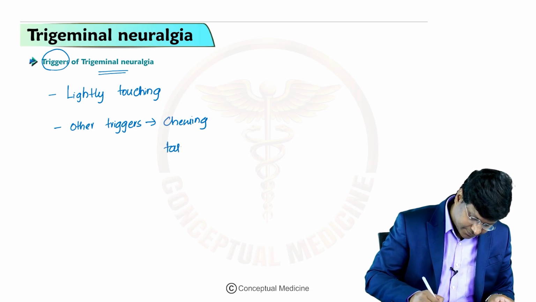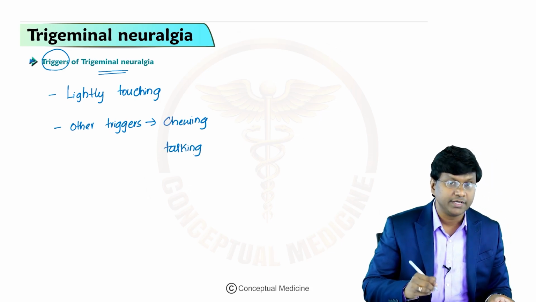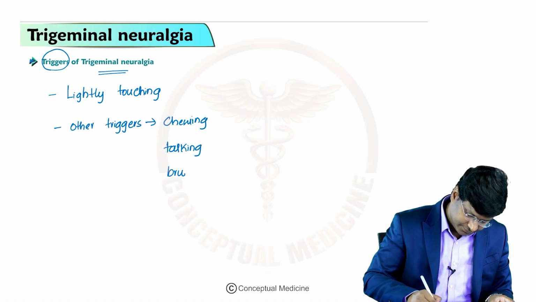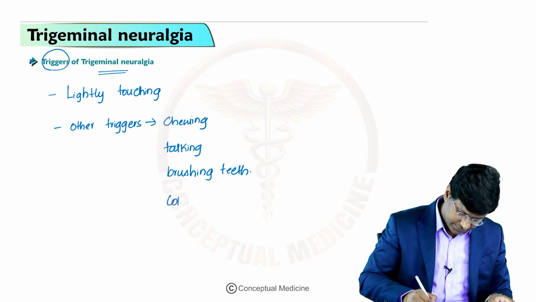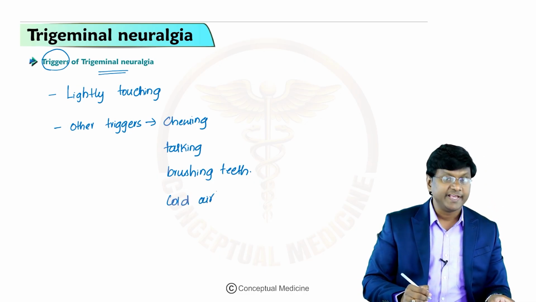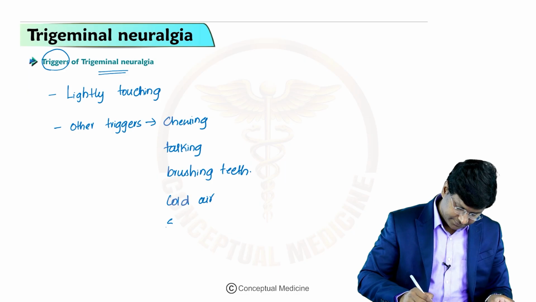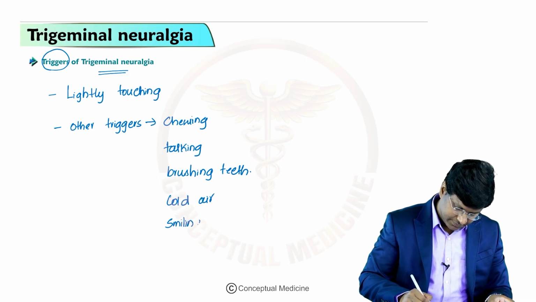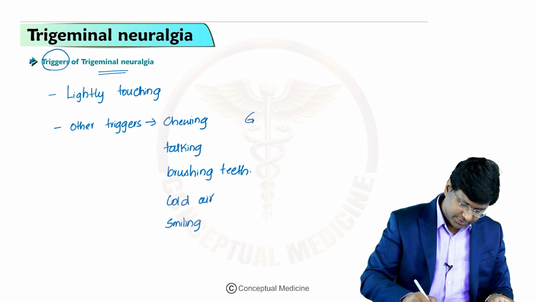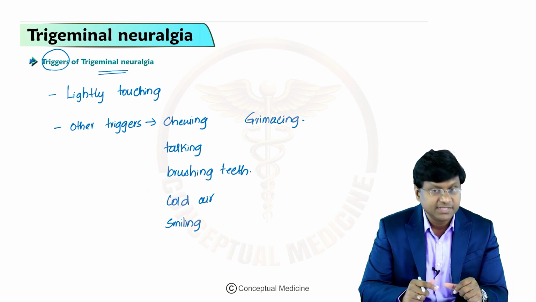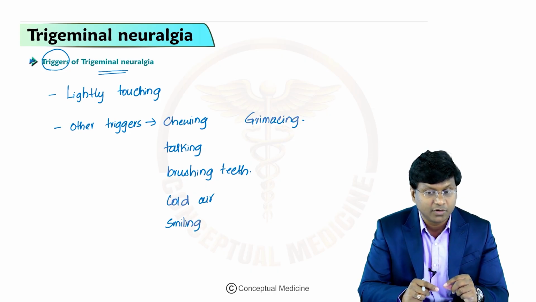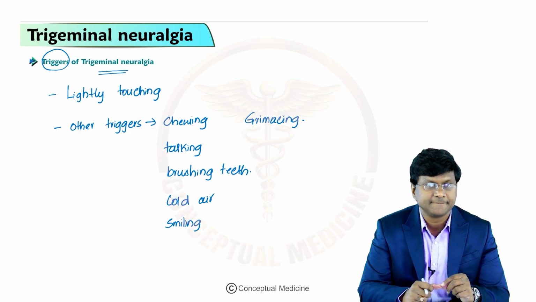then talking, brushing the teeth, exposure to cold air, smiling, and then grimacing. Grimacing is like abnormal facial expressions. So these are the triggers for an attack of trigeminal neuralgia.